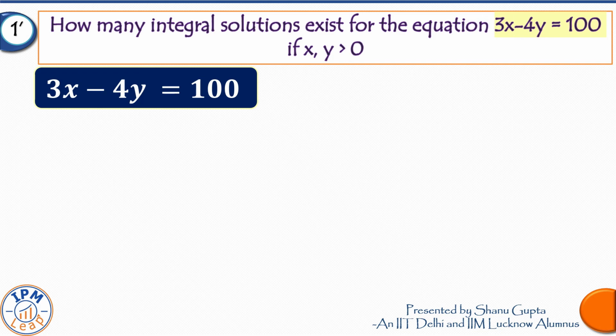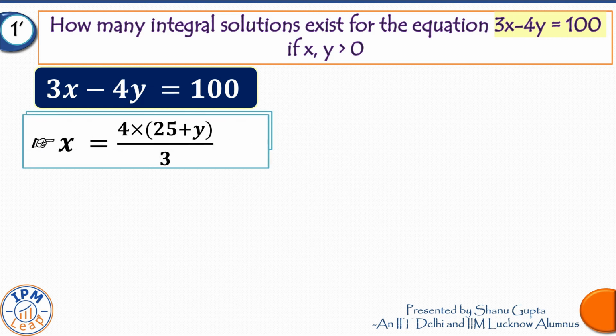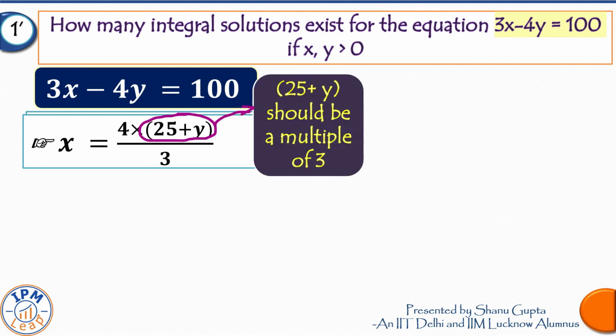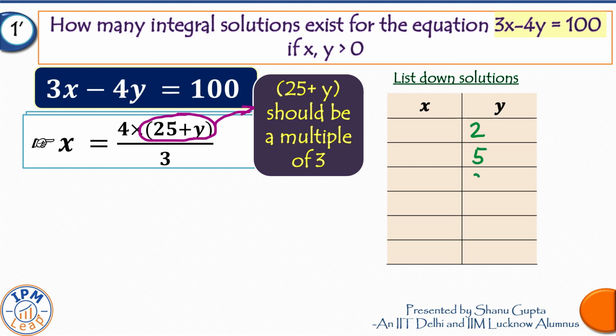So friends, remember the basic steps to rewrite this equation remain the same. We get x is equal to 4 times 25 plus y whole upon 3. For x to be an integer, 25 plus y should be a multiple of 3. I can see this happening when y is equal to 2 and further when y is equal to 5, y is equal to 8 and so on. X turns out to be 36 for this, 40 for this, 44 for this, and we can extend this list.